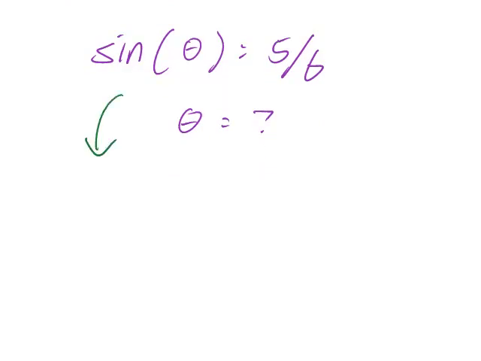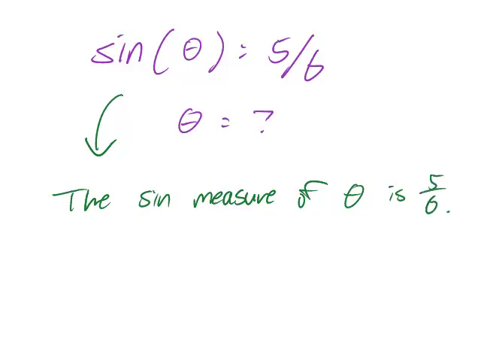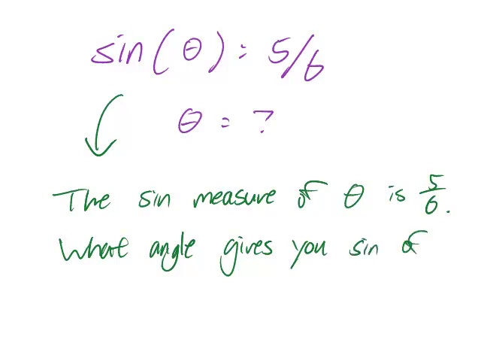This equation is saying the sine measure of theta is 5 over 6. And theta equals question mark is what angle gives you a sine of 5 over 6.